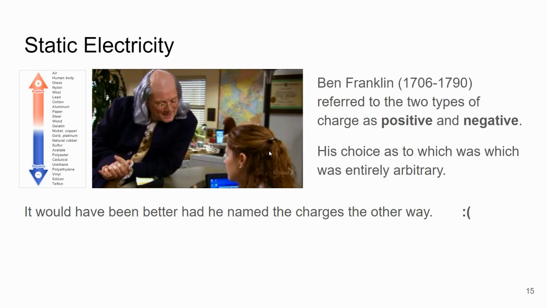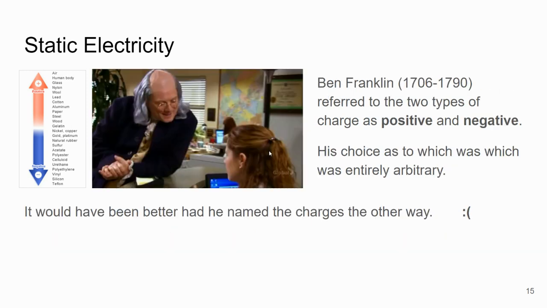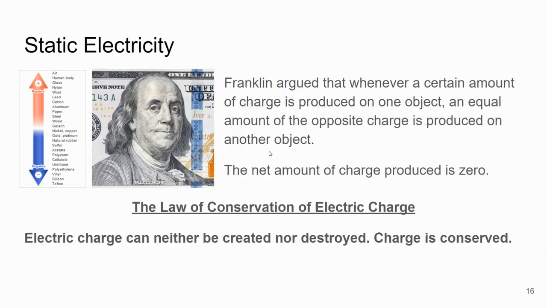That will come up when we start dealing with current. He guessed. It was 50-50. He guessed wrong. It ends up being a little annoying, but you deal with it. He's right that there are two kinds of charges, and it did make sense to call one positive and one negative. It just would have worked out better if he had named them the other way.